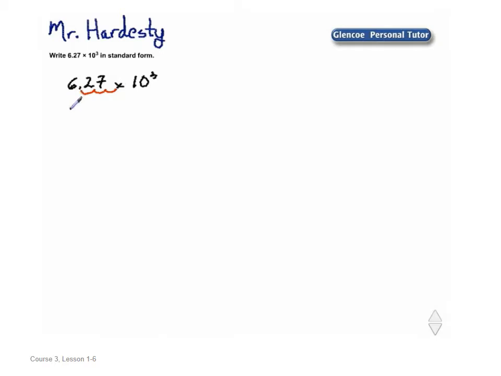So we would have 6, 2, 7, and a 0 in here to account for that last decimal point. And in standard form, we would have 6,270 to represent this same value, 6 27/100 times 10 to the 3rd power.